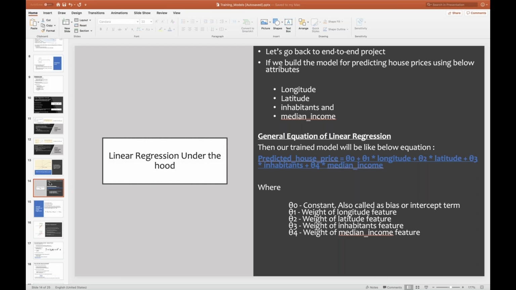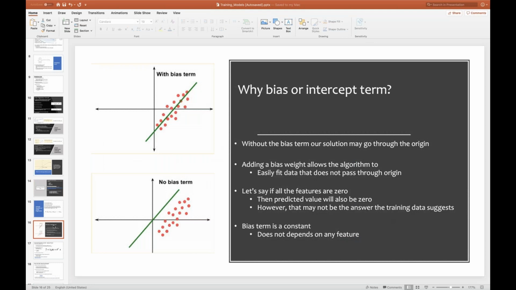And the trained model formula for linear regression will be theta 0 plus theta 1 into x1 plus theta 2 into x2 plus theta 3 into x3. So x is longitude, latitude, and inhabitants. Theta 0 is equal to the constant. Now this constant is nothing but a bias or intercept term. The reason why this is so important is, if your intercept is 0, then the whole thing will change to 0. So you need to add weights to your bias term, so that it will allow the algorithm to easily fit the data that does not pass through the origin.